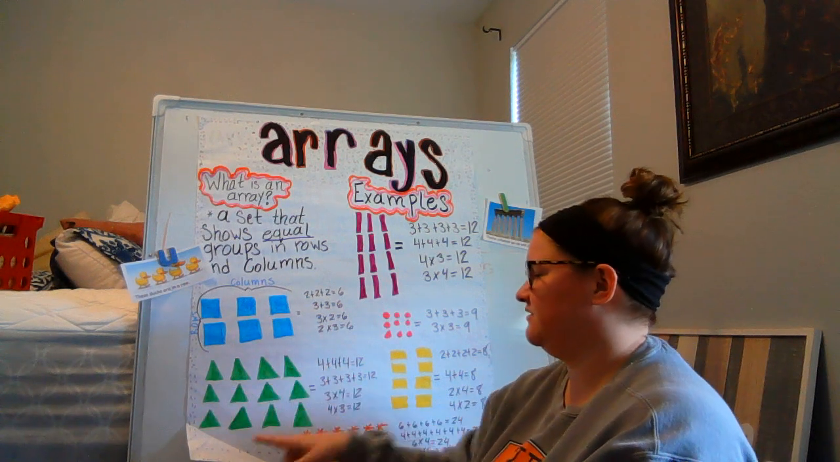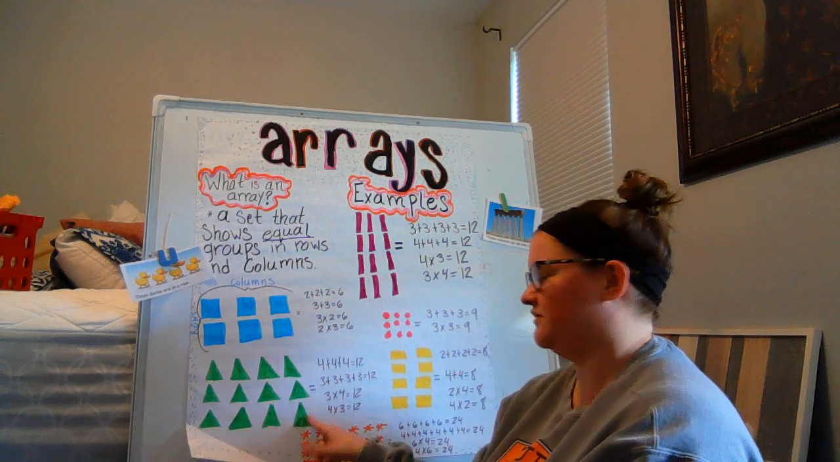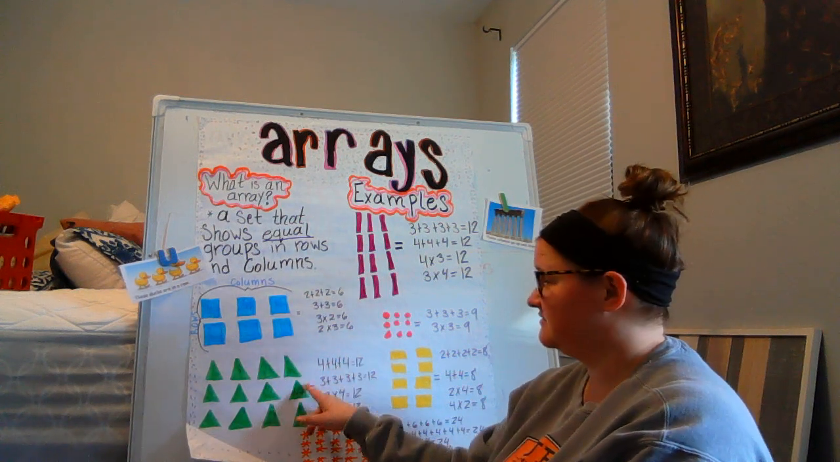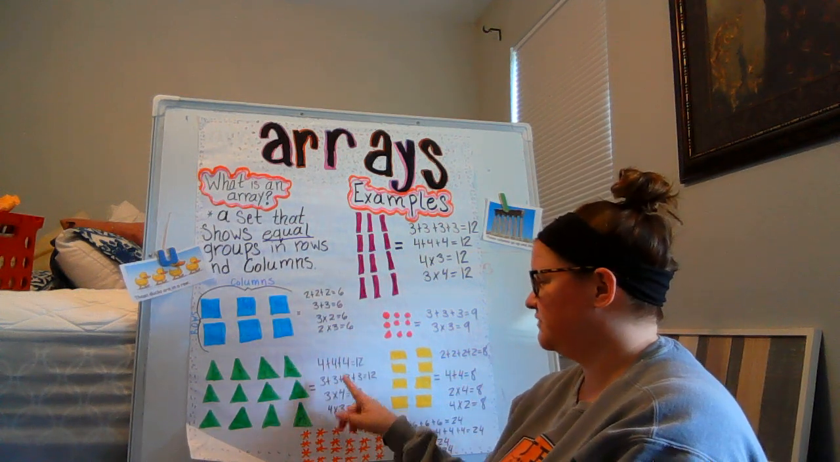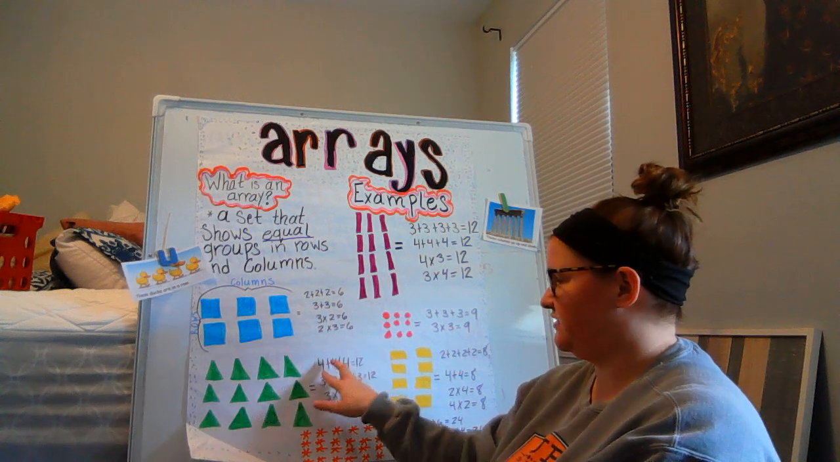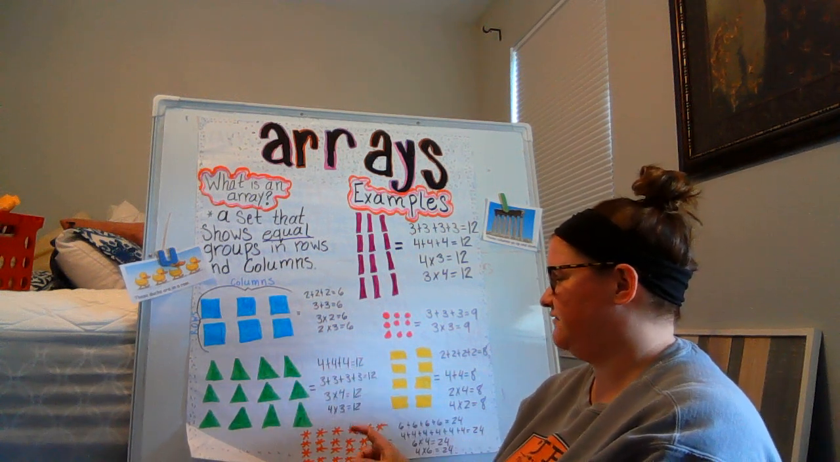1, 2, 3, 4. 1, 2, 3, 4. 1, 2, 3, 4. So you add 4 3 times because there's 4 in each row. And that equals 12 because 4 and 4 is 8 and 1 more 4 is 12.